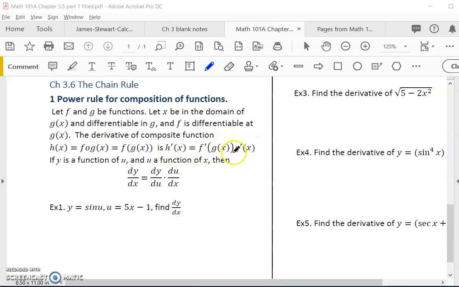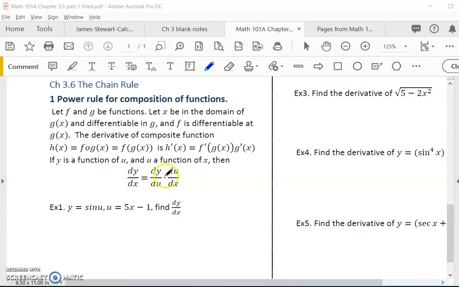So this is the function notation using prime. h prime of x is f prime of g of x times g prime of x. You can also use the dy dx notation: if y is a function of u, then dy dx is dy over du times du over dx.